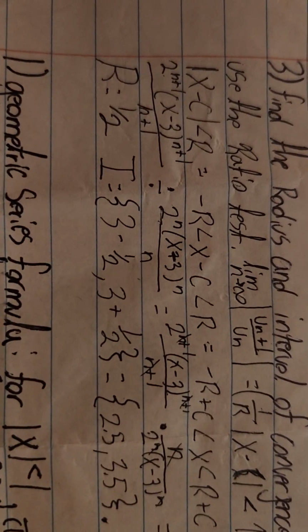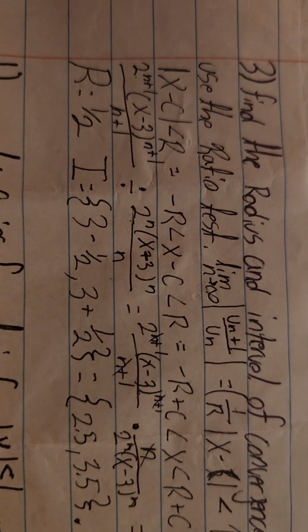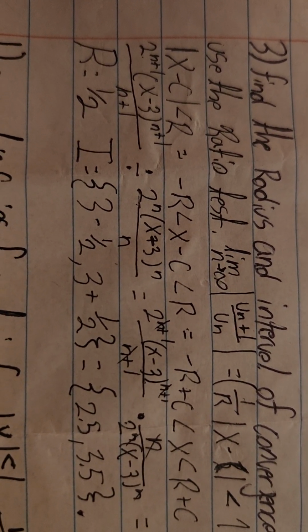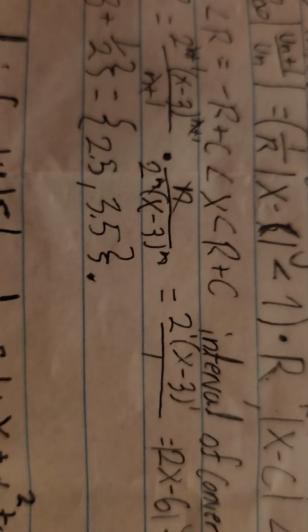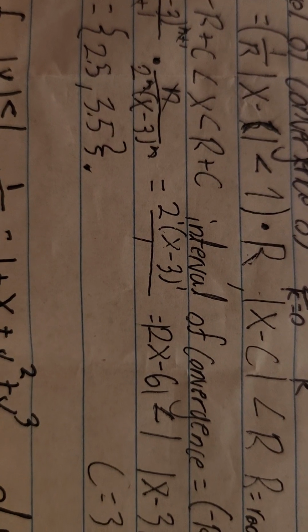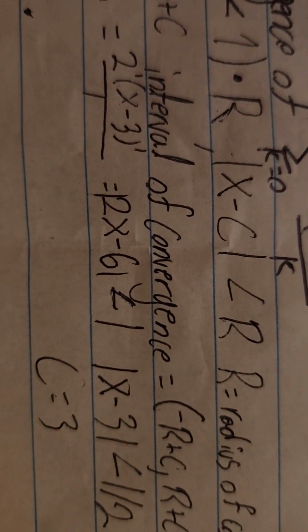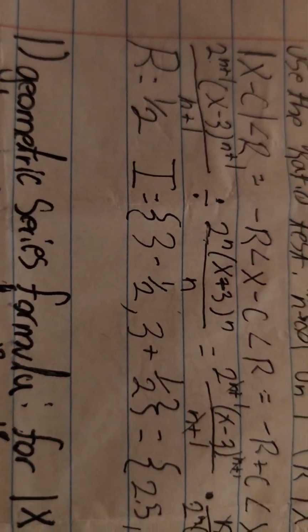So now actually plugging in everything, you get 2 to the n plus 1 times x minus 3 to the n plus 1 over n plus 1 divided by 2 to the n, and so on. It's just the same terms, not plus 1. Easier way to divide is to switch, so make it n over this and then multiply, which cancels out terms. You get 2 to the first times x minus 3 to the first over 1, which is the absolute value of 2x minus 6 being less than 1, which gives us, after we divide by 2, x minus 3 is less than 1/2. So our r is equal to 1/2.